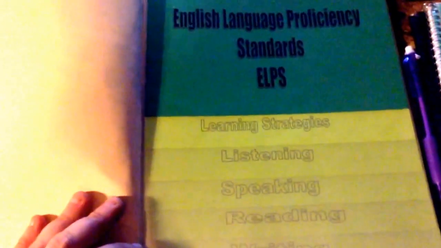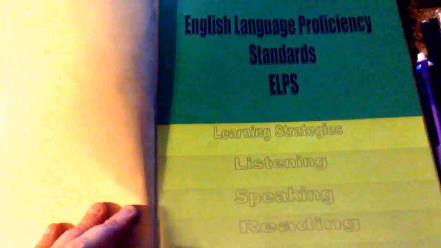Once we have finished page 6, we will be closing it, and then we will get to page 7. So this is the back of our booklet, and this gives us our ELPs. So we have these different forms. There's learning strategies, listening, speaking, reading, and writing.